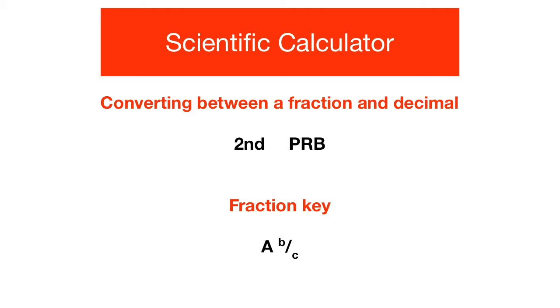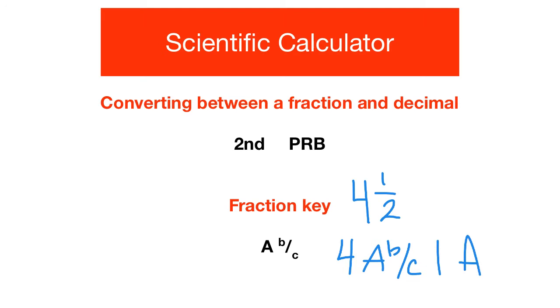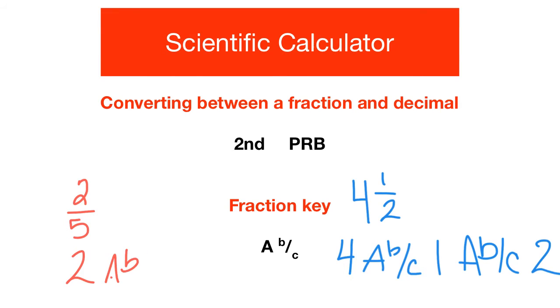For example, if you are trying to put in 4 1/2 into the calculator, you would press 4, then the ABC key, the 1, then the ABC key, and finally the 2. This is going to help you put 4 1/2 into your calculator. If you were just putting in the fraction 2/5, you would press the 2, then the ABC key, and then the 5.